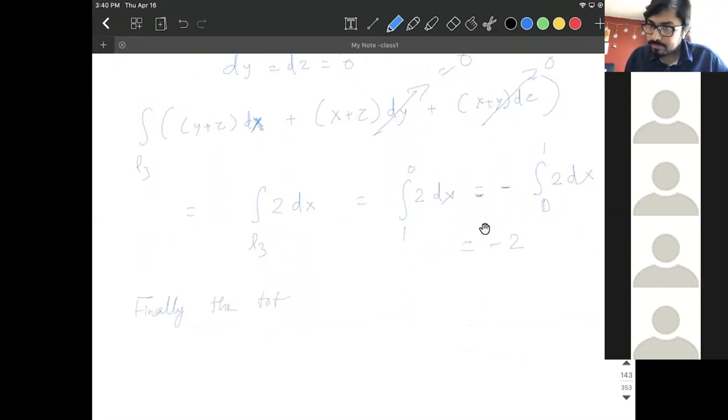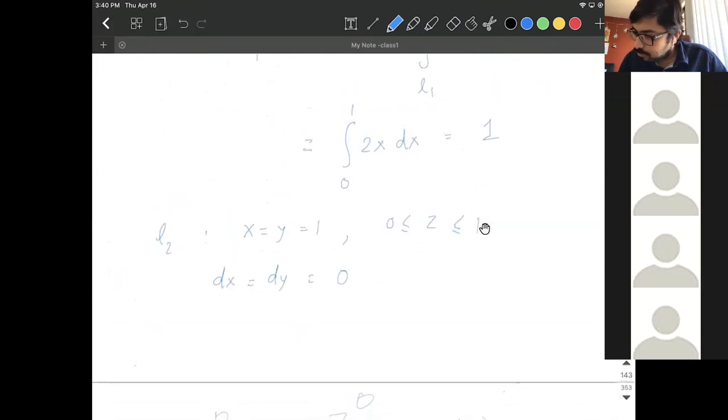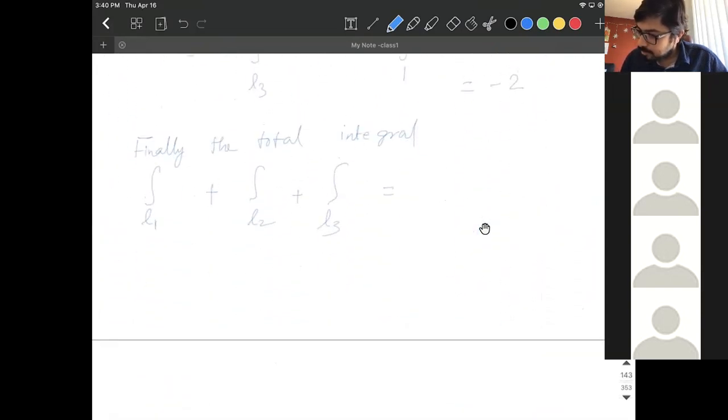Okay. So finally, the total integral, so this is L1 plus L2 plus L3. So what are the values? 1, 1 plus 2 minus 2. So this is 1. Okay, so this is the final answer.